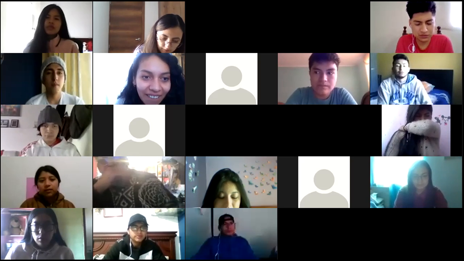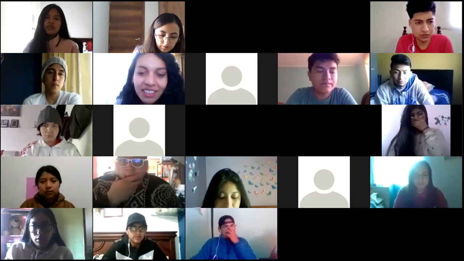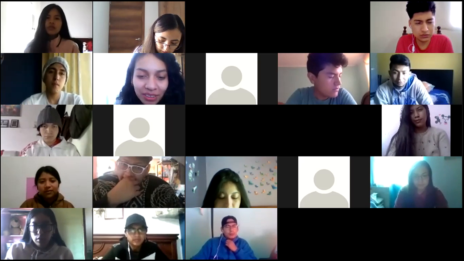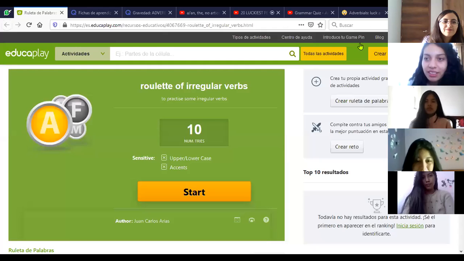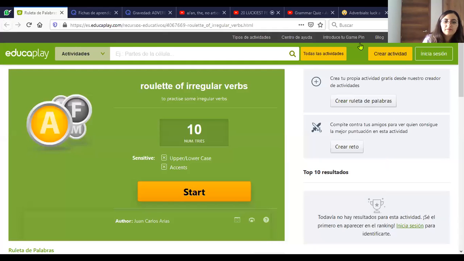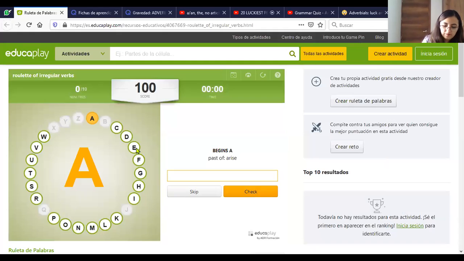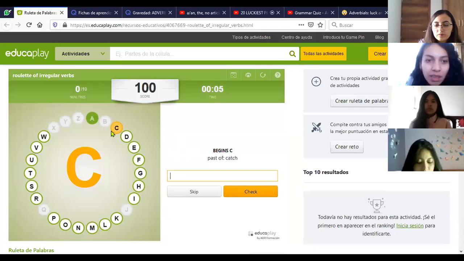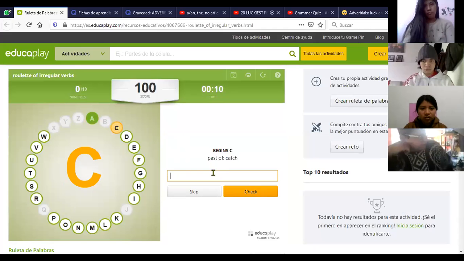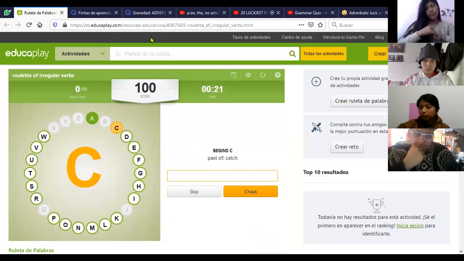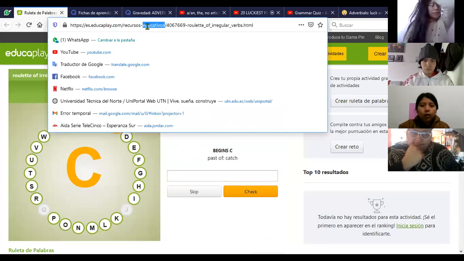Y quisiera un volunteer que piense que más o menos los tiene por ahí medios claros, porque vamos a jugar como que esta ruleta, ¿ya? This is a roulette of irregular verbs. Entonces, por ejemplo, con la A me salen diferentes verbos, con la C ya me sale otro y tenemos que ir poniendo los pasados. ¿Ya? Obviously, not necessarily it should be perfect. Obviamente no tiene que ser perfecto, ¿no? Simplemente vamos a ver qué tal estamos. Vamos a conversar, ¿ok?